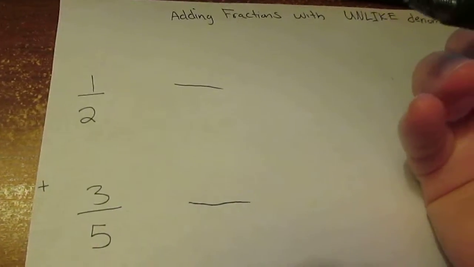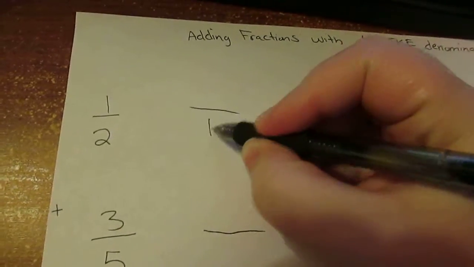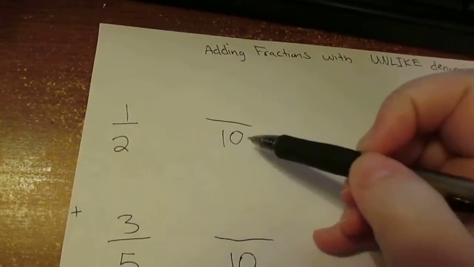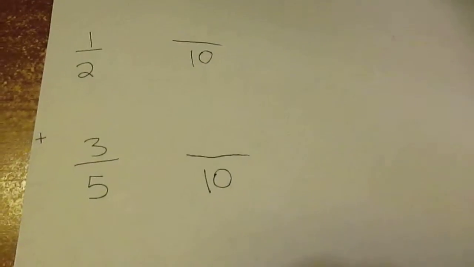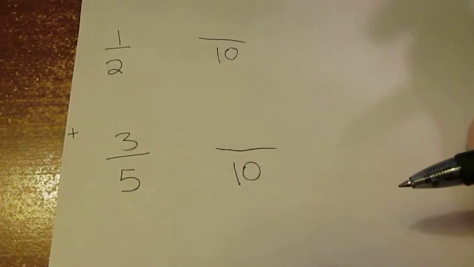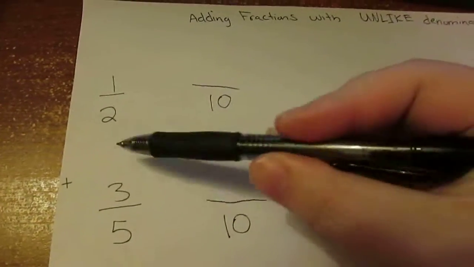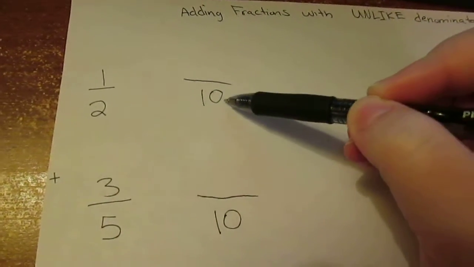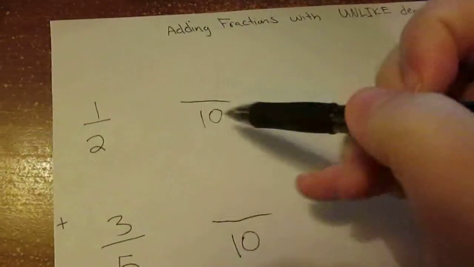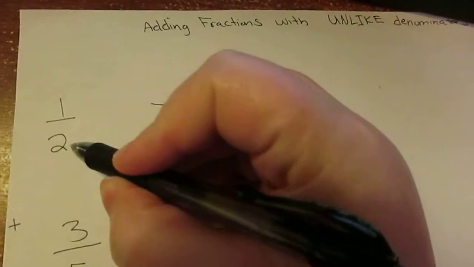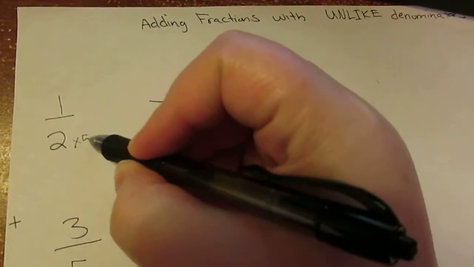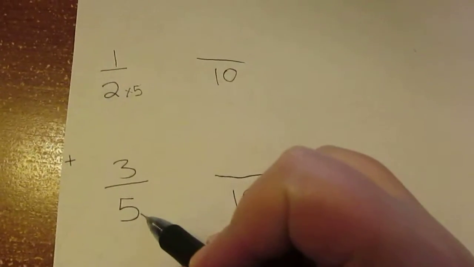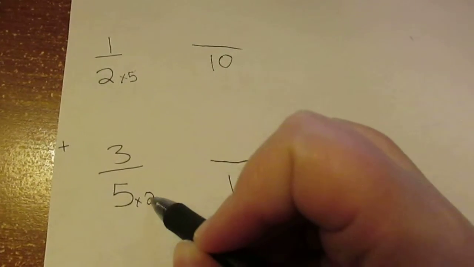Off the top of my head, I can think of the number 10. So we'll write this down. 10. 2 goes into 10 and 5 goes into 10. So the next step that we need to do is now multiply the denominators by the number that gets them to the number 10. So 2 goes into 10 by multiplying it by 5. 5 goes into 10 by multiplying the 5 by 2.